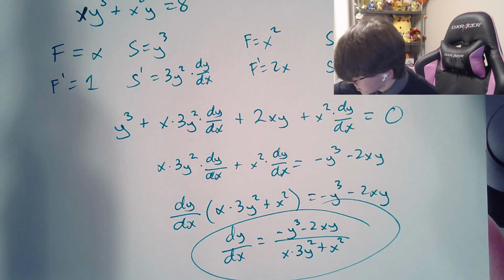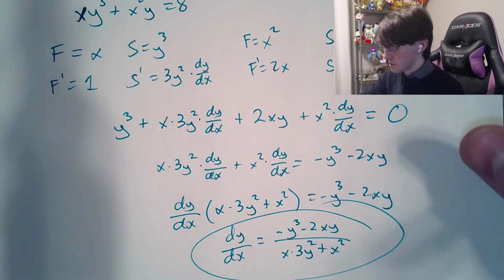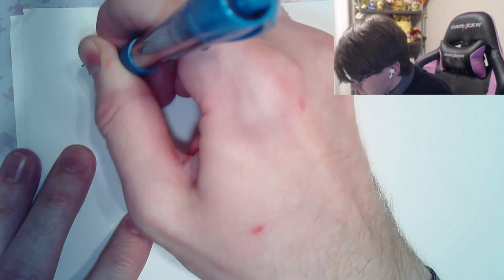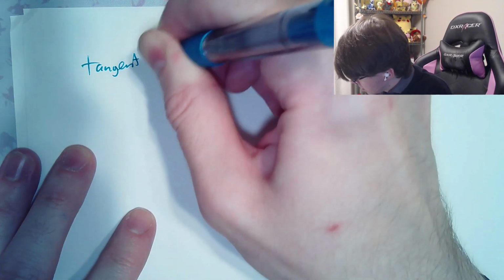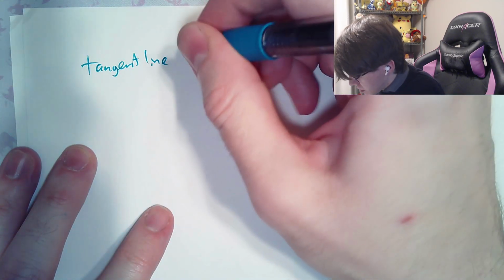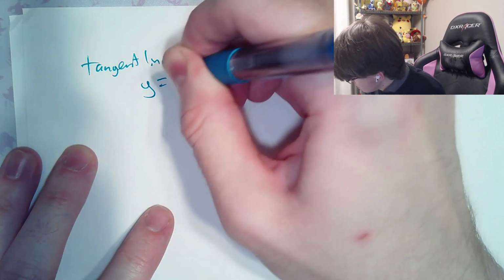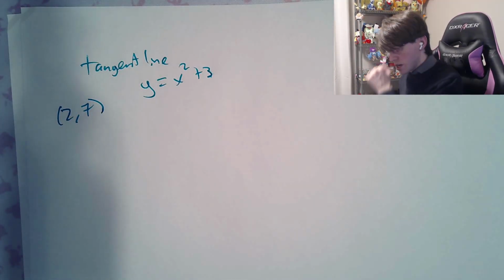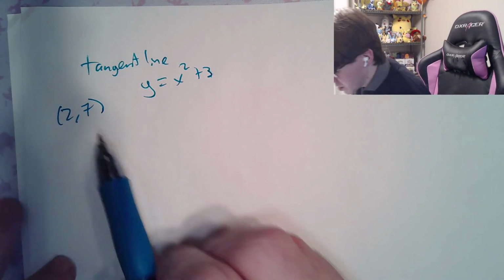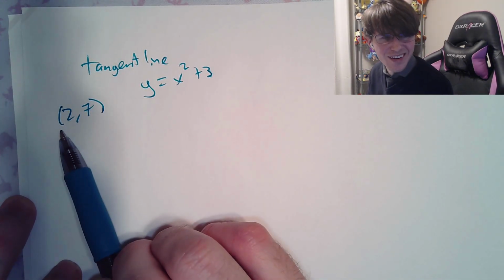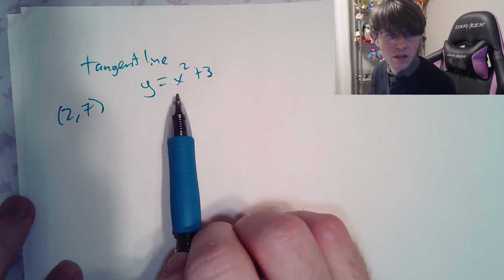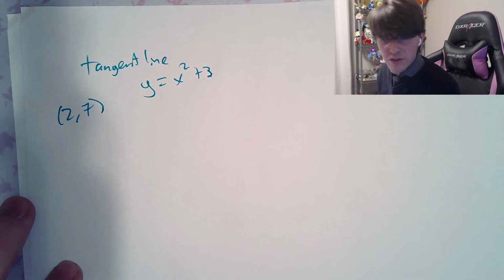So find the equation of the line tangent. This is almost exactly the same stuff, except this time it wants our tangent line. It's y equals x squared plus 3 at 2 comma 7. Please note they did not need to give you the 7. They only need to give you the 2. If they didn't give you the 7, you'd have to plug the 2 in. 2 squared is 4. Add 3, you get 7.